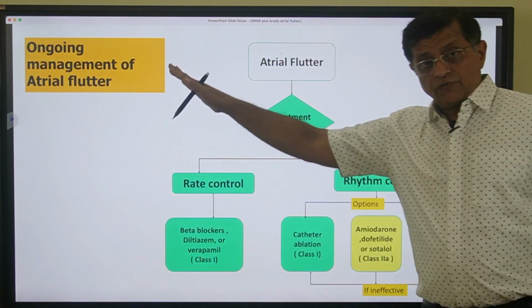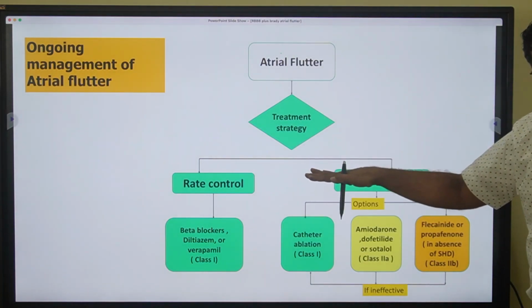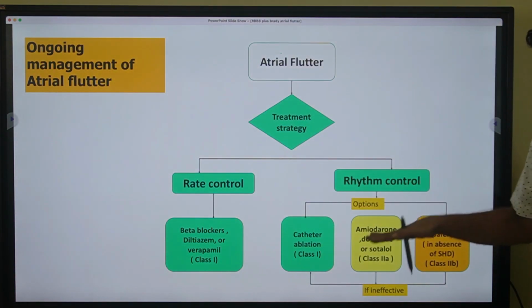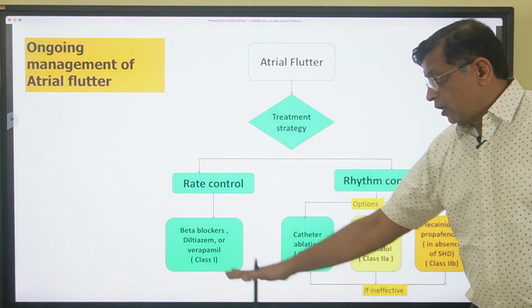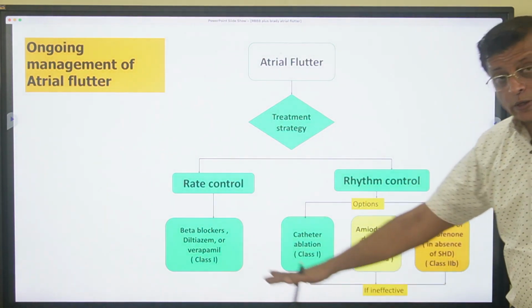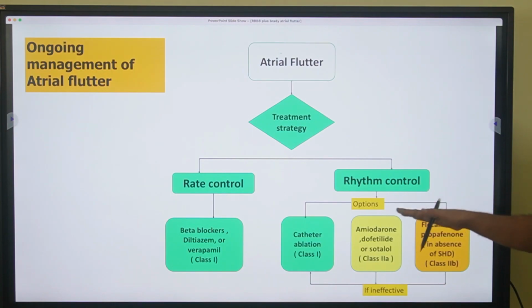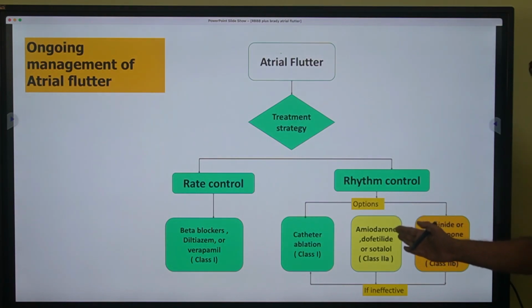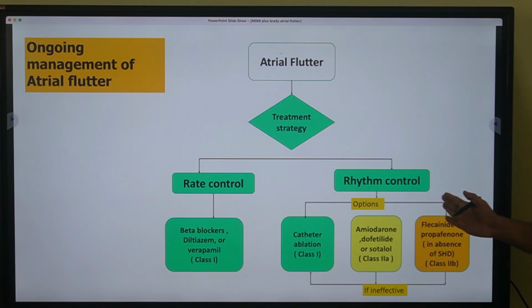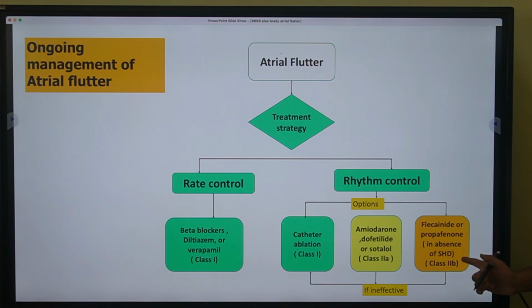Now the ongoing management of atrial flutter. The treatment strategy will revolve around rate and rhythm control. The rate control again would be with the same calcium channel blockers and beta blockers, and this would be a class 1 indication. For rhythm control, the class 1 indication is catheter ablation. For patients who are not willing for catheter ablation, you could try amiodarone, dofetilide, or sotalol, a class 2 indication. You may also try flecainide or propafenone in the absence of structural heart disease, again a class 2B indication. And if these drugs fail, you again go back to catheter ablation, which remains the treatment of choice.